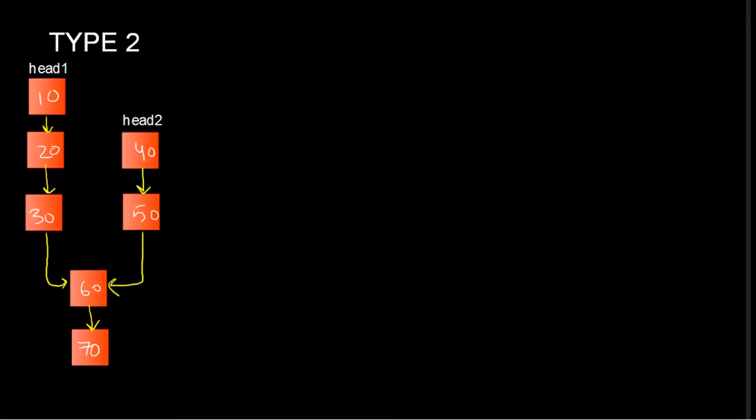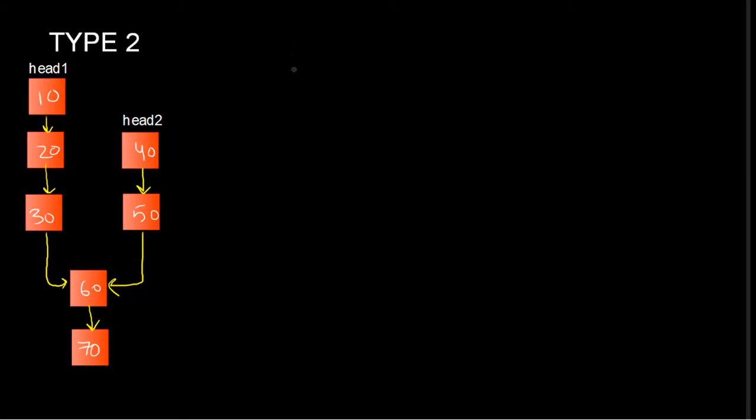We can do this. But when it comes to the second type, it becomes a little tricky, because the size of linked list 1 and linked list 2 is not equal. So we can never get the common element if we try the previous trick, because is 10 equal to 40? No. Is 20 equal to 50? No. Is 30 equal to 60? No. And as you can see, we were not able to find the intersection of our linked lists. So we cannot do this.